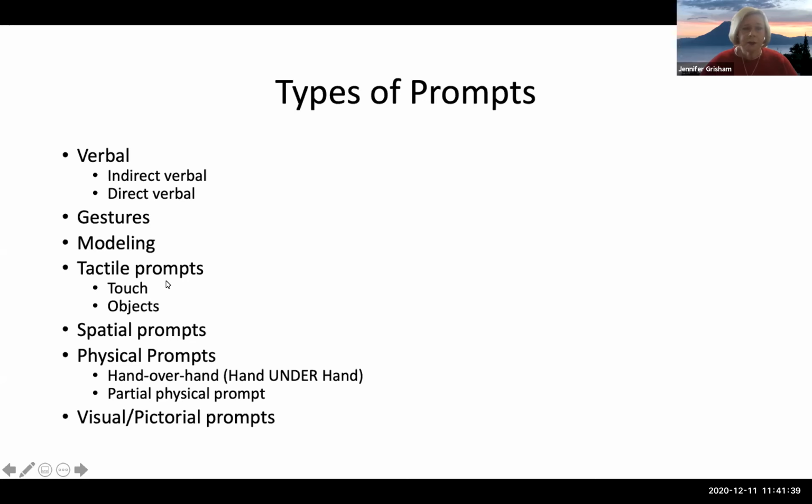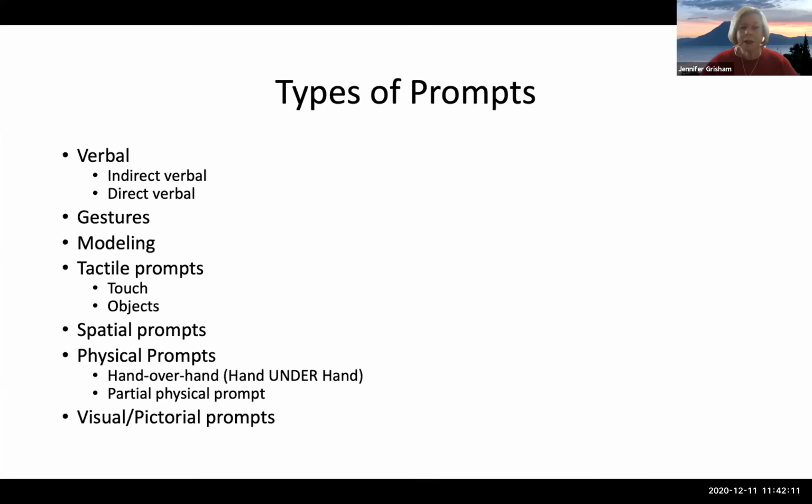With children who have sensory impairments and deaf-blindness, we oftentimes use tactile prompts, which could be a touch cue where we touch a part of the child's body to give them information about what they're supposed to do next, or we give the child an object to let them know what they're supposed to do next. We can also use physical prompts, as I mentioned, which are hand over hand or hand under hand for children who have sensory impairments.